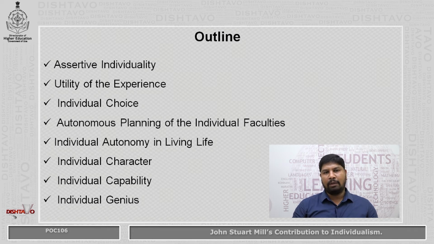So, the first thing that I am going to talk about is assertive individuality. Then, utility of the experience, individual choice. Fourth one is autonomous planning of the individual faculties, individual autonomy in living life, individual character, individual capability, and individual genius. These are the main aspects that I have chosen from John Stuart Mill's book titled On Liberty.